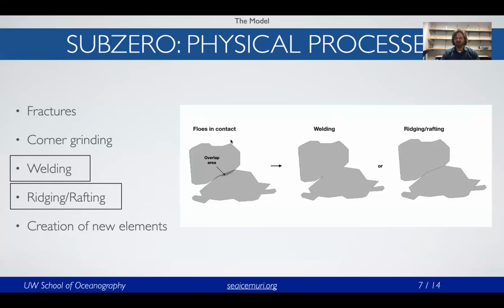Next, we have welding of two flow elements. When there is an overlap area as shown here, under proper thermodynamic conditions, these flows can actually freeze together and form one larger flow. Or if the flows come in contact with each other, there is a certain probability that we will have a ridging incident where mass will be transferred from one flow to the other, and one flow will have its shape updated while the other one will retain its original shape and just have gained mass from the other flow.